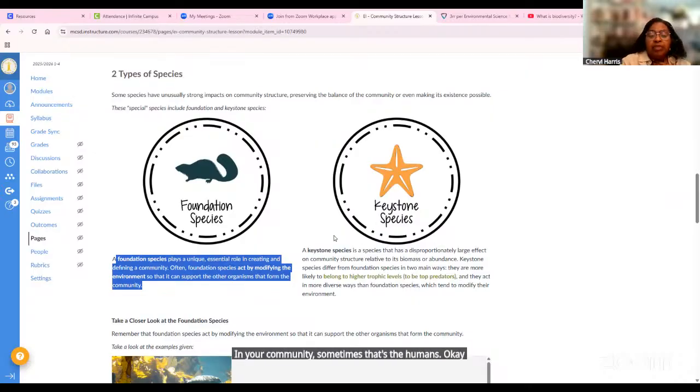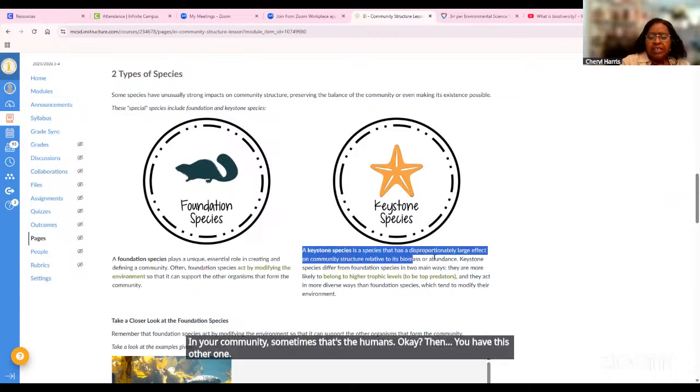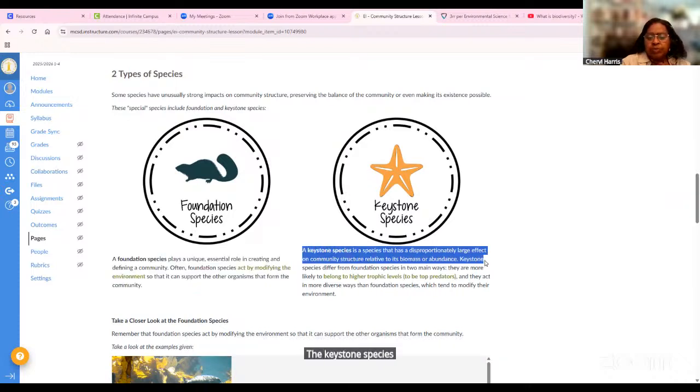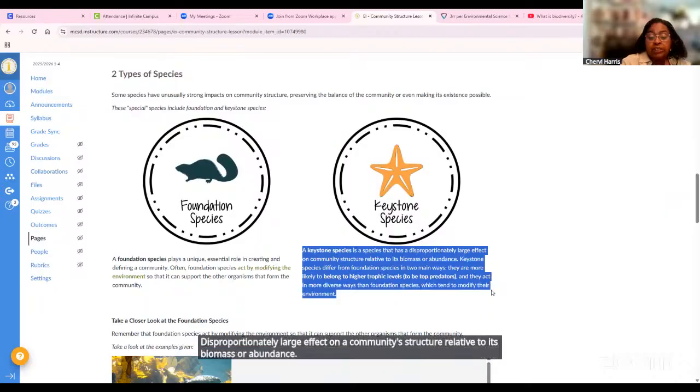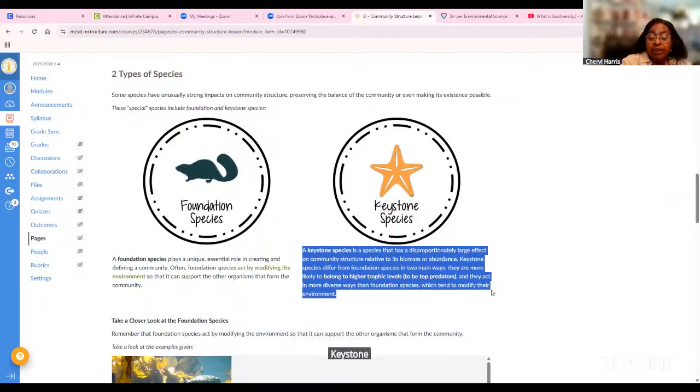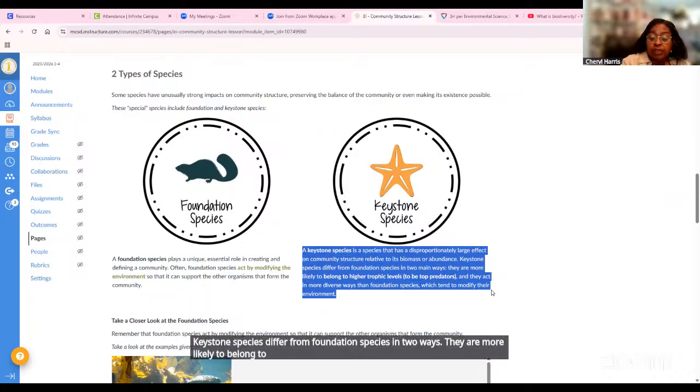Okay. Then you have this other one, the keystone species, that has a disproportionately large effect on a community's structure relative to its biomass or abundance. Keystone species differ from foundation species in 2 ways. They are more likely to belong to a higher trophic level.